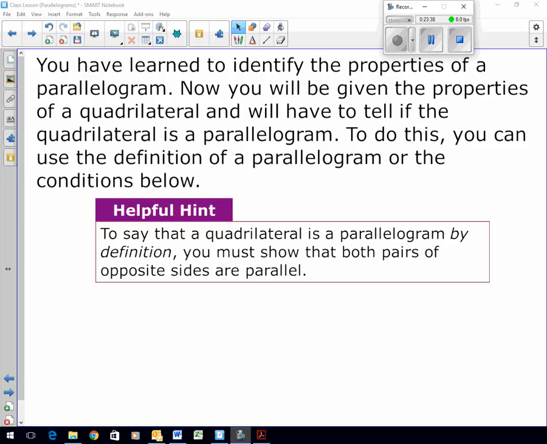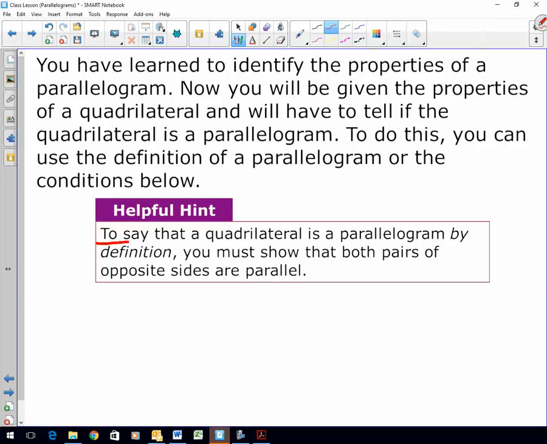All right, let's review real quickly. We've learned to identify the properties of a parallelogram. Now imagine this. You've seen this before. We just talked about what is a parallelogram. It has these properties, correct? Now we're going to say, I have these properties. Let's prove that I have a parallelogram. So we're going to go from one to the other. Back and forth we go.